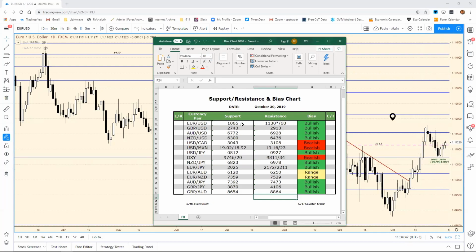So anyway, the resistance is going to be 1130. Now we're looking at 1160, and you'll see here the 1160 is coming in right about there. If we look at it on a 2-hour chart, you can see it a bit closer. We could come up to almost 1170.